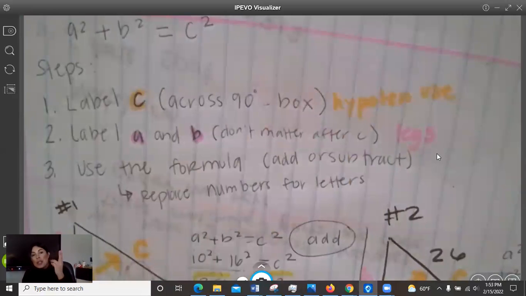There are 3 sides. One's the hypotenuse and the other 2 are legs. The legs we label A and B, and those could be interchangeable because it doesn't matter which one's A or B as long as you have C labeled.